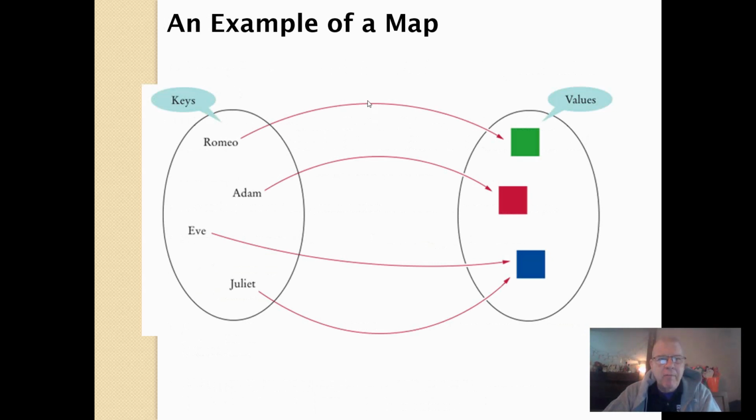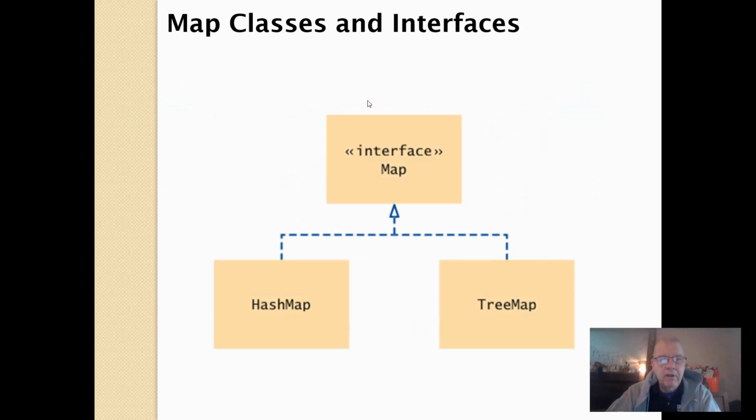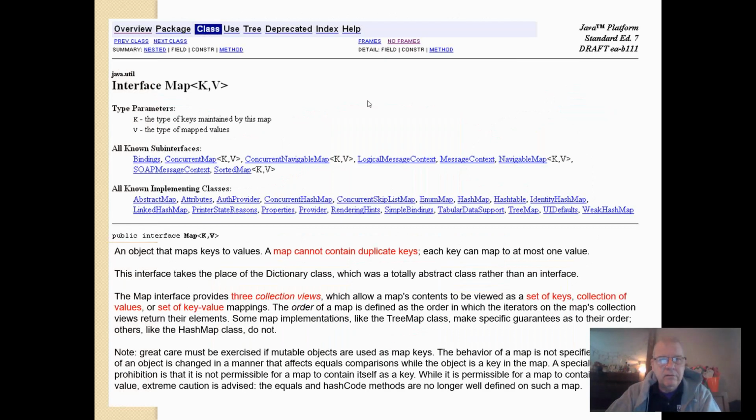So here's an example of a map. The keys on the left and the values on the right. The keys are strings or names of people, whatever, and the values are colors on the right. So just like sets, a map has an interface, and the keys themselves are a set because they map to at most one value.